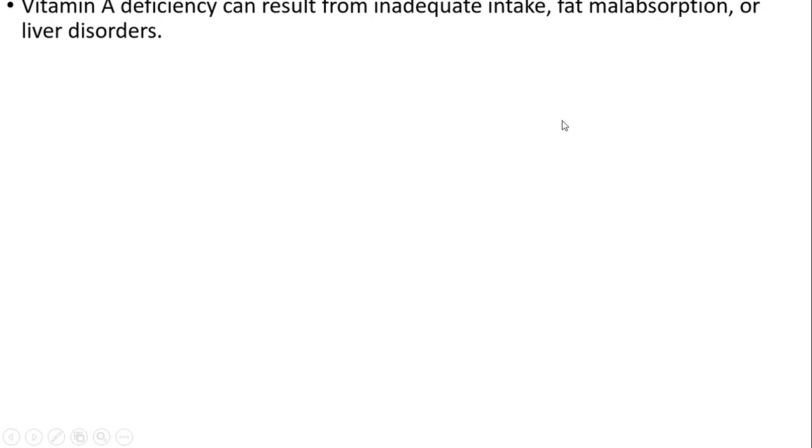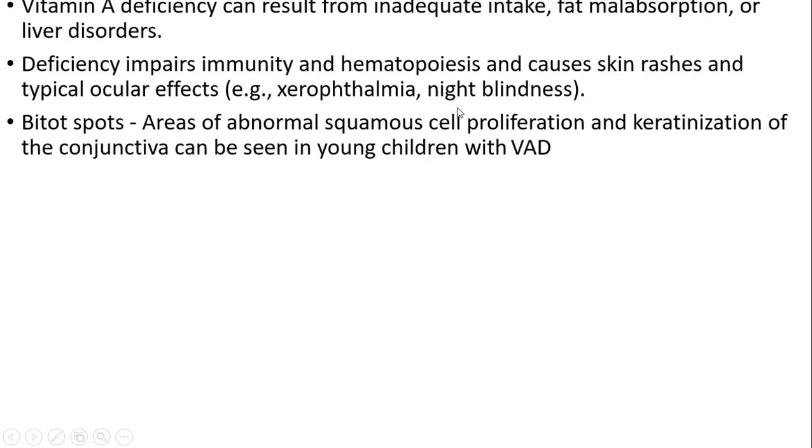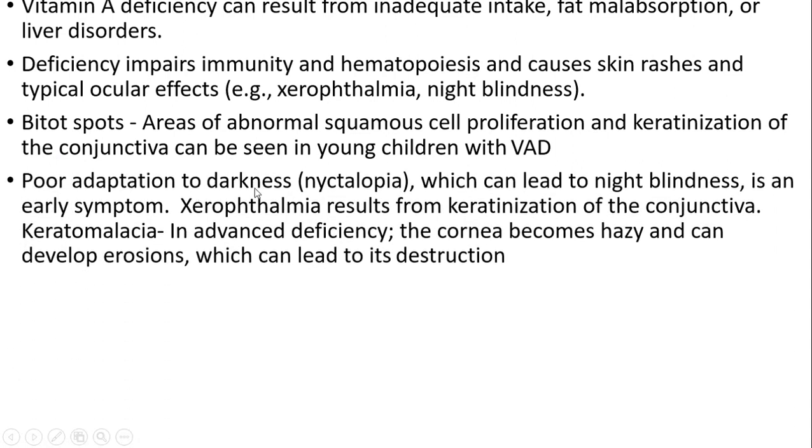Vitamin A deficiency can result from inadequate intake, fat malabsorption or liver disorder. Deficiency impairs immunity and causes skin rashes and typical ocular effects like xerophthalmia and night blindness. Bitot's spots, areas of abnormal squamous cell proliferation and keratinization of the conjunctiva, can be seen in young children with vitamin A deficiency. Poor adaptation to darkness, which leads to night blindness, is an early symptom. Xerophthalmia results from keratinization of the conjunctiva. In advanced deficiency, the cornea becomes hazy and can develop erosions, which lead to its destruction.